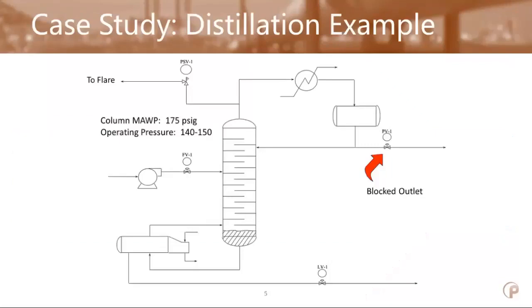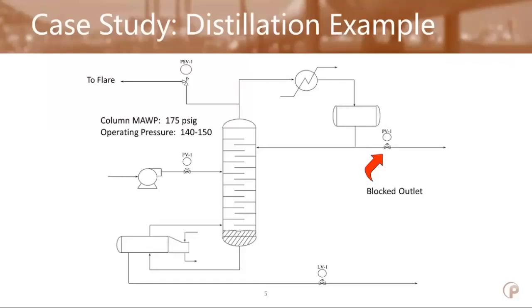So we'll walk through an example to really kind of provide even more clarity of how a PHA is performed. So this is just a simple distillation column. So everyone on the call probably has a pretty good awareness of how a distillation column operates. Well, in a PHA, you would kind of understand what this distillation column is, and you'd say, okay, the maximum allowable working pressure of this system is 175. We normally operate around 140.